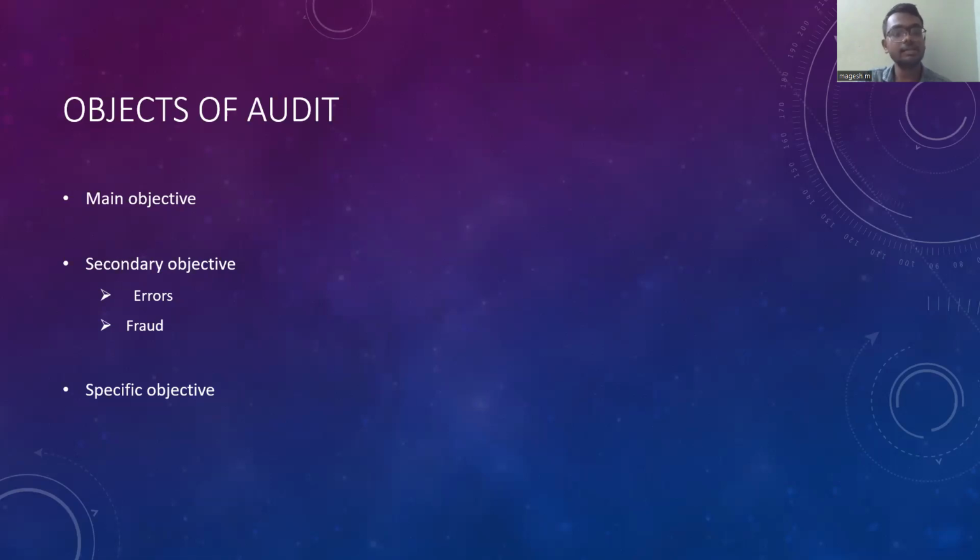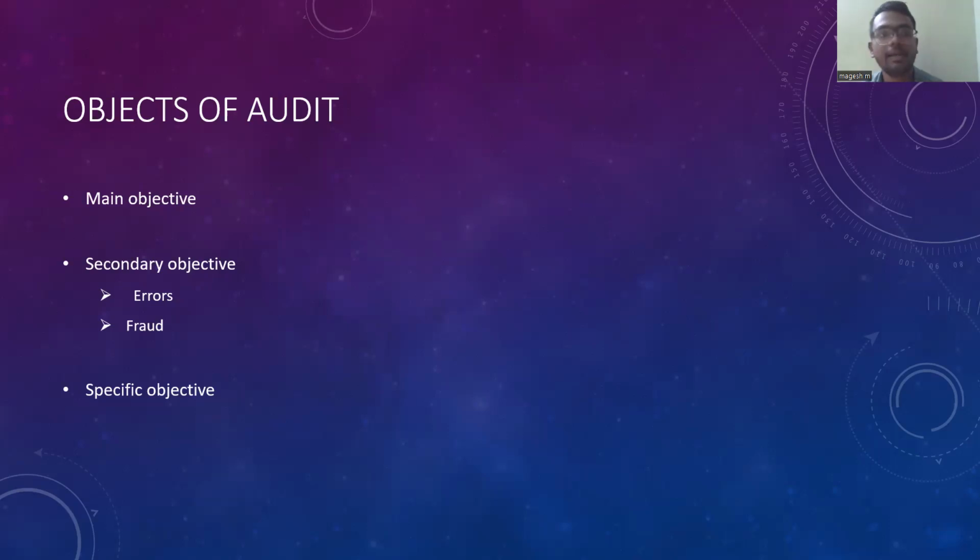Okay. Next, specific objectives. Audit not only checks the balance sheet or P&L maintained by us, it also encompasses other areas like review of operations, management performance, review of management policy, seeing the cost records and so on. These come under specific objectives.